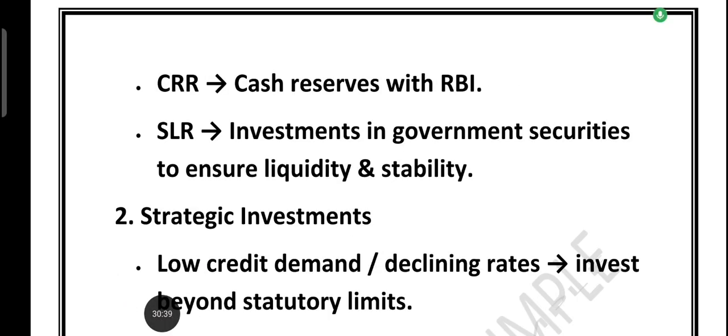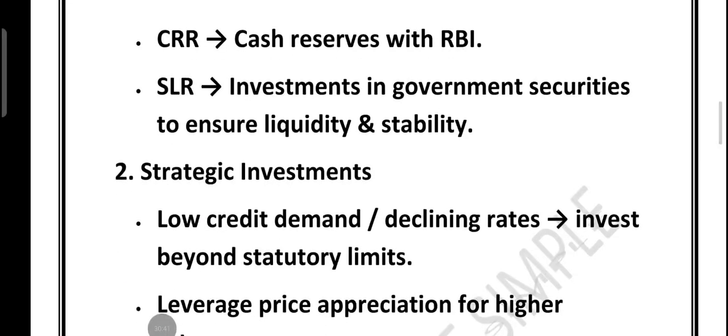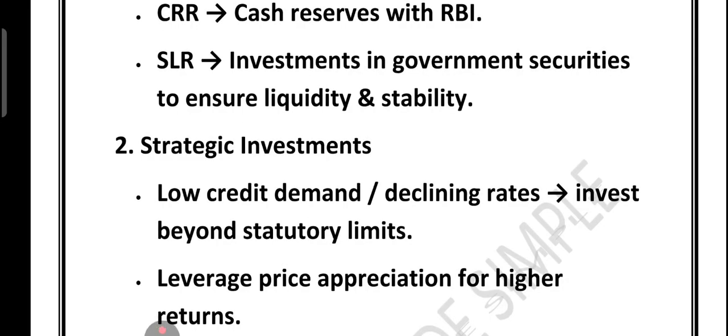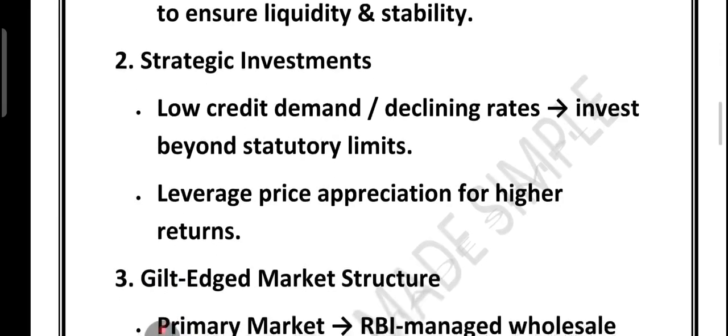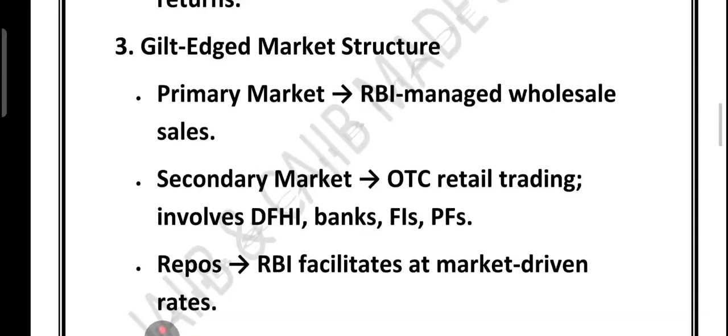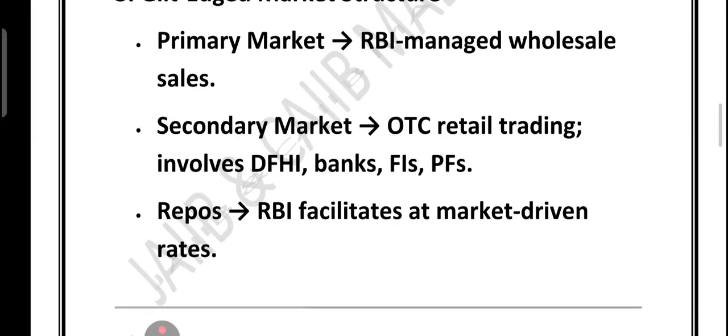So strategic investment means what? When loan demand is low or interest rates decline, banks can invest beyond a statutory limit. This allows banks to benefit from price appreciation in government securities and earn higher interest. There is something called the gilt edge market structure. The government security market is called the gilt edge market because of its highest safety and stability.